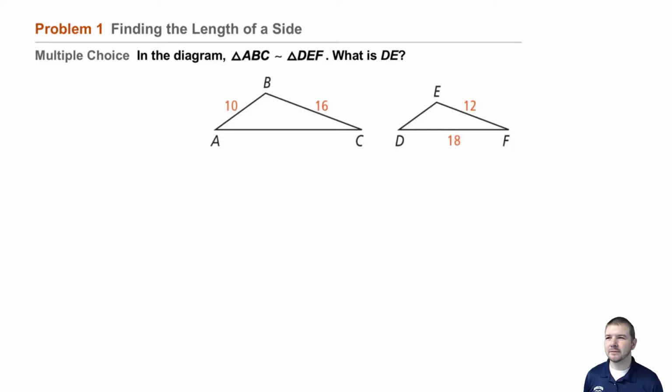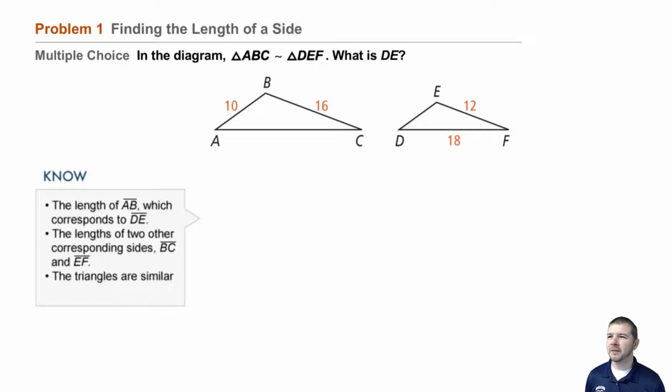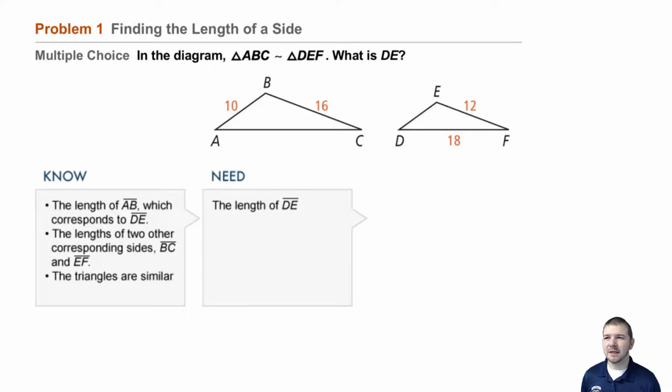So first, consider what you know. You know the length of segment AB, which corresponds to segment DE. You also know the lengths of two other corresponding sides, that would be segment BC and segment EF. You also know the triangles are similar. Now consider what you need. You need the length of segment DE.